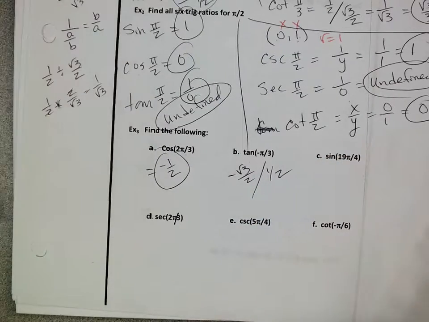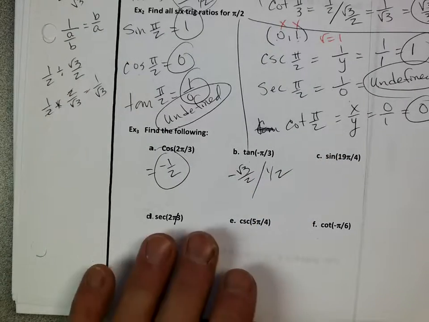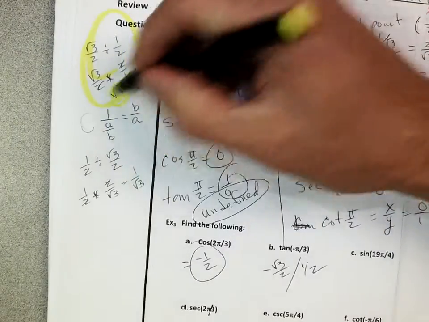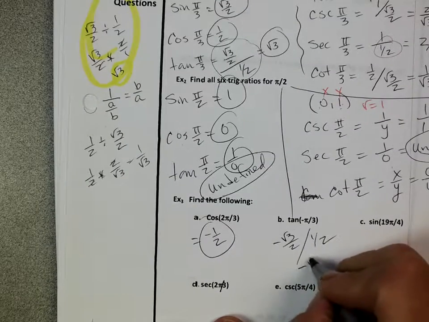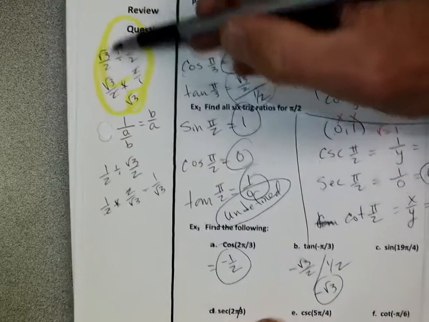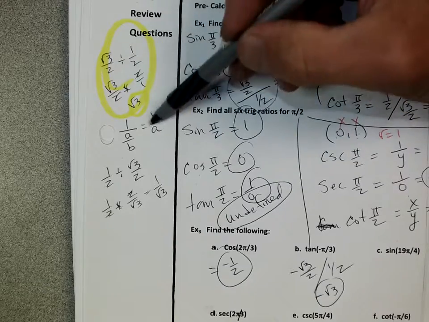We did all that fraction work for this one. We did it way up here, right? We got square root of 3, but in this case it's just going to be a negative square root of 3. You okay with that? We already did the invert and multiply and divide and cancel.